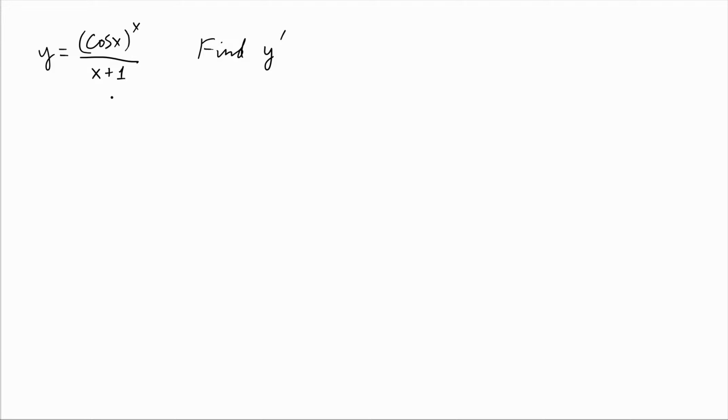We can do this in a couple different ways. The first way is going to be boxing. The second way is going to be logarithmic differentiation. So let's compare the two and work through them. First, we're going to do boxing.